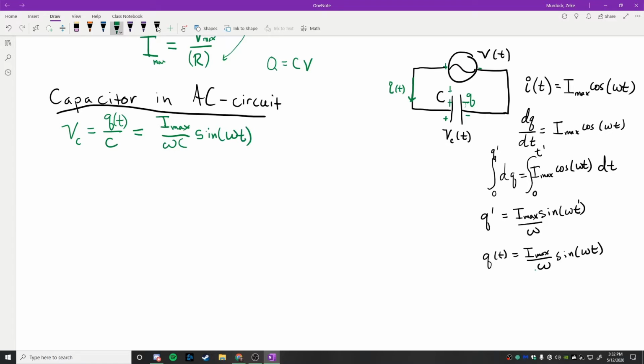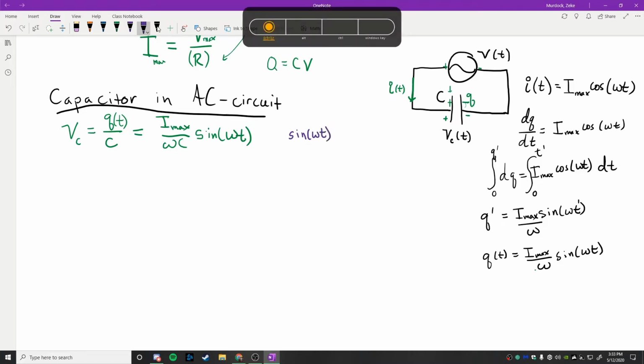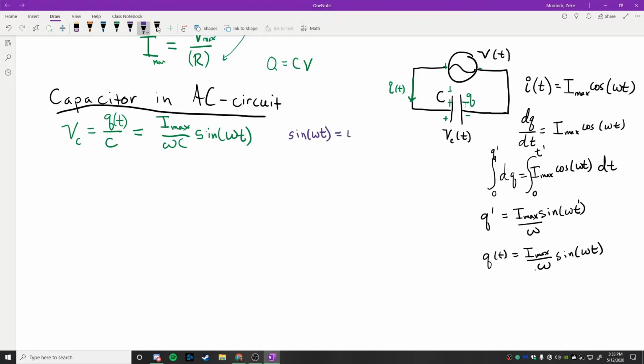And now what we'll do is we'll make the statement that sine omega t, I believe there's an identity that says this is equal to the cosine shifted by pi over 2. But there's a minus sign now. Does that look right to you guys? Sine omega t is equal to cosine omega t minus pi over 2.